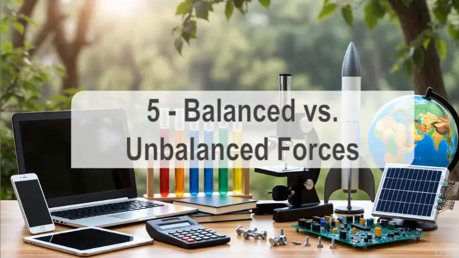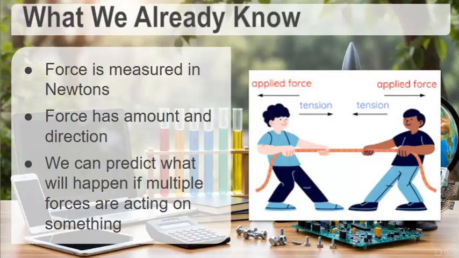Imagine a tug of war where both teams are pulling equally hard. Nobody moves, right? Now imagine one team is way stronger. Suddenly, everyone's moving. That's the difference between balanced and unbalanced forces, and it's key to understanding why things move or why they stay still. In this video, we're going to explore Newton's ideas about motion and see how they explain everything from sports to space travel. So let's go ahead and do a quick review.